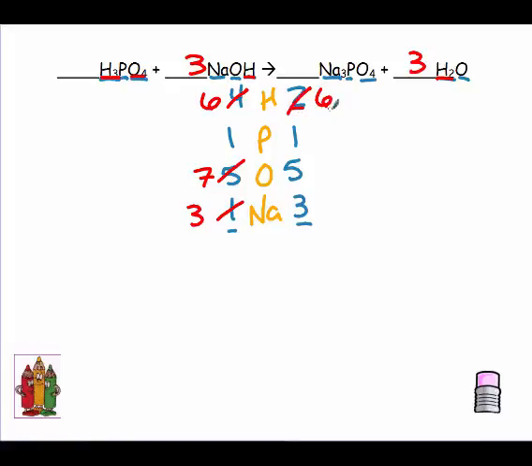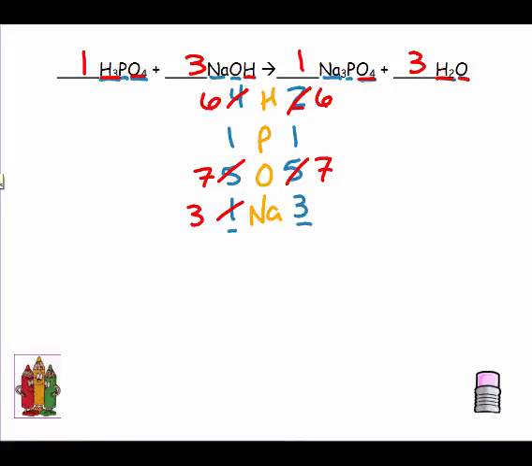And then for my oxygen, I have 4 plus 3 gives me 7. Notice that everything is now the same. Always double check that you didn't mess up somewhere and you do actually have equal amounts. And you can either leave phosphoric acid and sodium phosphate blank, or if you want, you can put 1s there.